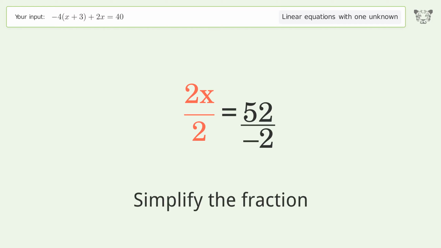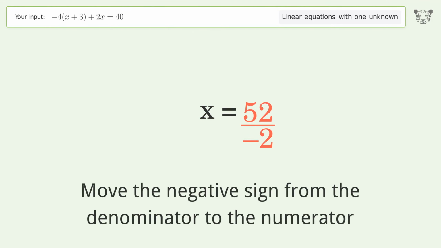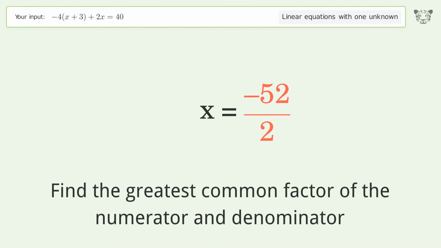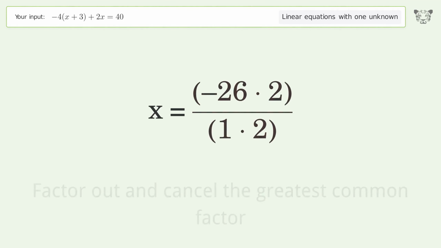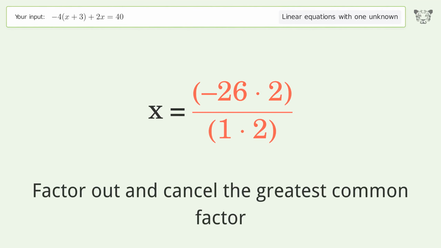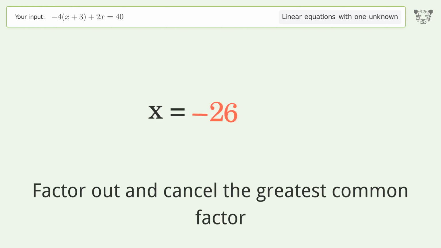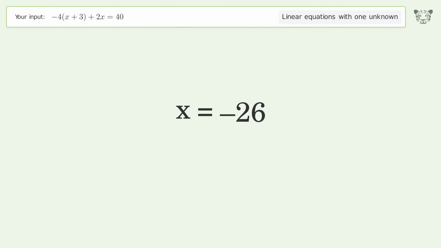Simplify the fraction. Move the negative sign from the denominator to the numerator. Find the greatest common factor of the numerator and denominator. Factor out and cancel the greatest common factor. And so the final result is x equals -26.